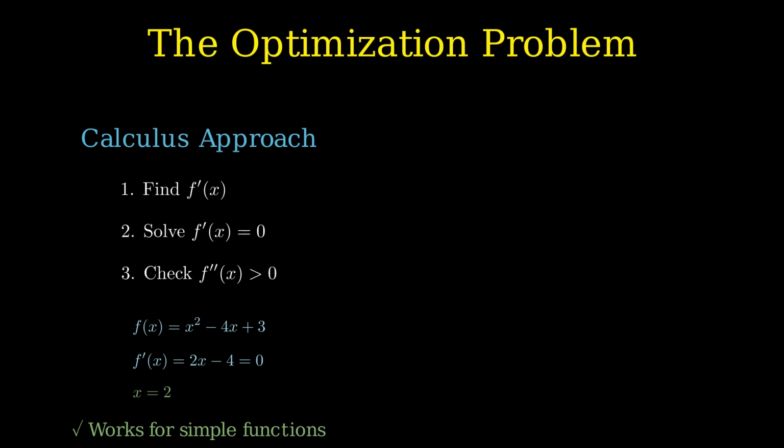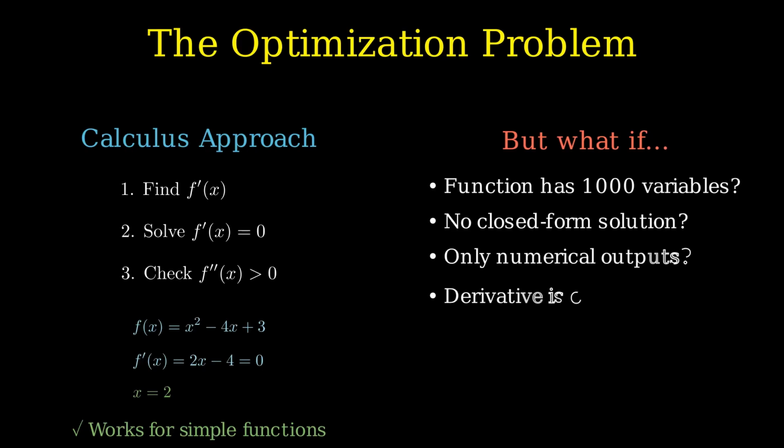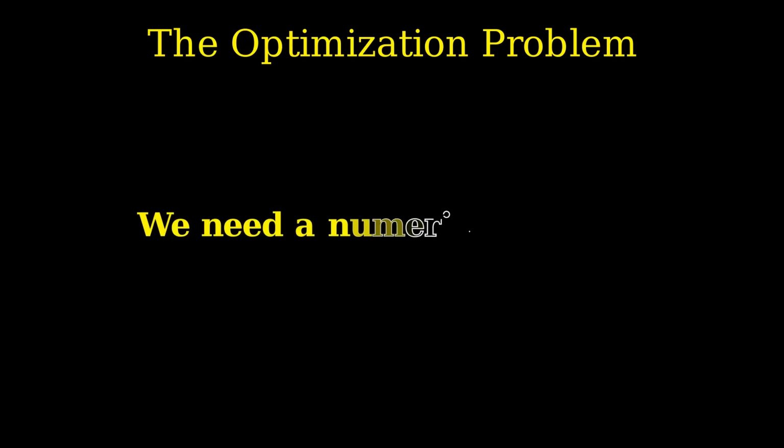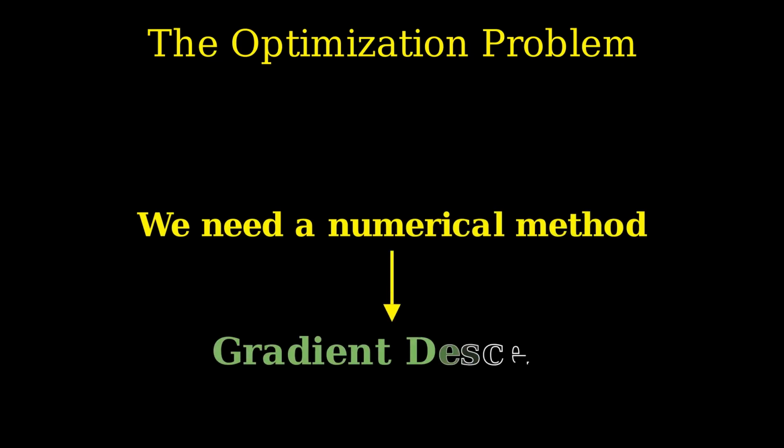But what if our function has 1,000 variables? What if there's no closed form solution to f prime equals 0? What if we only have numerical outputs from the function, not a formula? What if computing the derivative symbolically is incredibly complex? In these real-world scenarios, the calculus approach becomes impractical or even impossible. This is where we need a numerical method, an algorithm that works with numbers, not symbols. Enter gradient descent. Before we look at the equations, let's build an intuition for how this algorithm works.